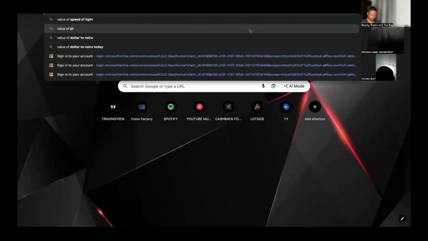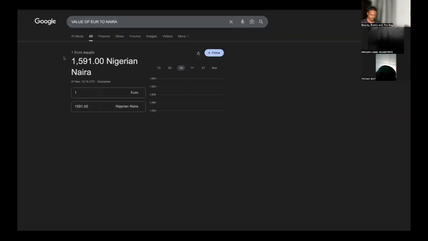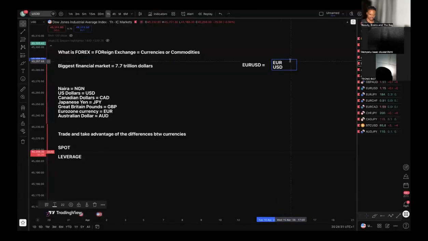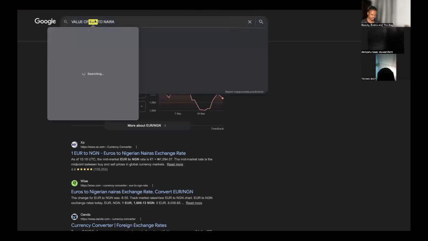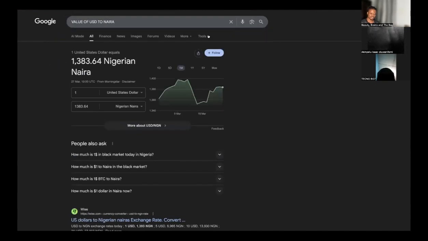Value of Euro to Naira. This is 1591. Let's come back here. Euro currently is 1591. This is the value of Euro. If you divide the current value of Euro by the current value of US dollar, the value of USD is 1383.